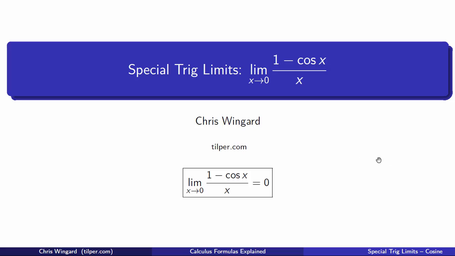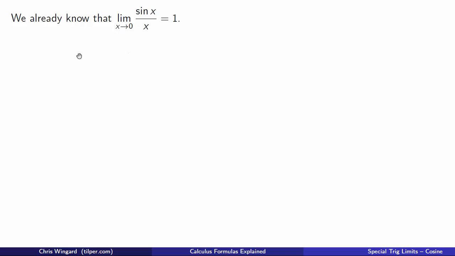In this video, we're going to establish this other special trig limit: the limit as x goes to 0 of (1 minus cosine x) divided by x is 0. We already know from the previous video that the limit as x goes to 0 of sine of x over x is 1. And yes, we used theta instead of x, but here I want to use x just to emphasize that it doesn't really matter what we call the variable. The result is still going to be the same. So now let's go ahead and start.